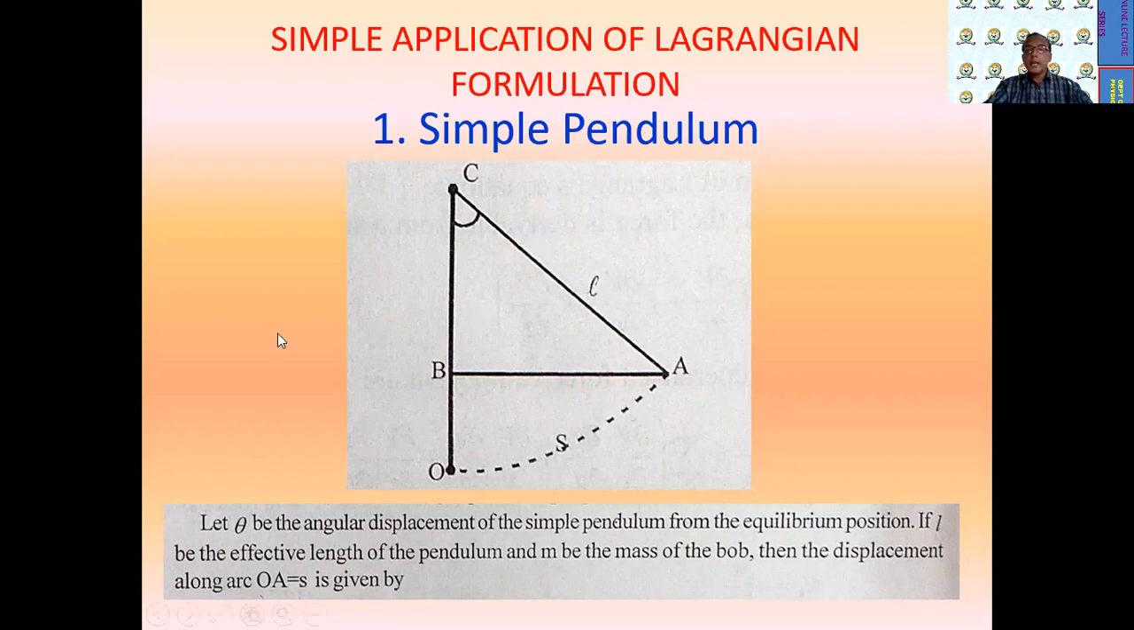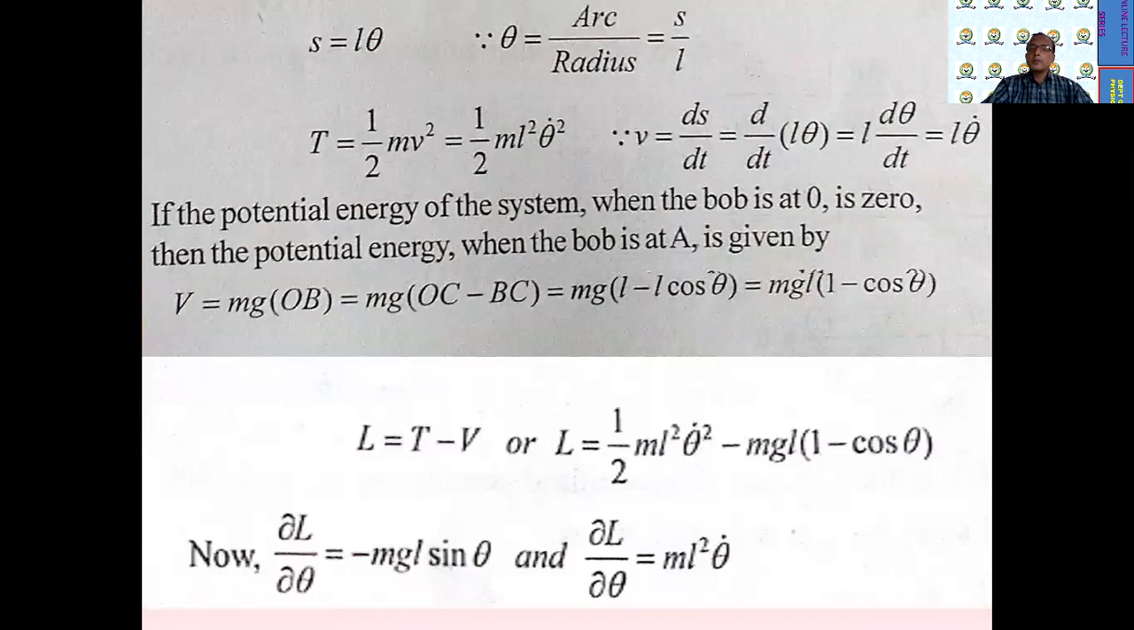So let us consider that θ is the angular displacement of the simple pendulum from the equilibrium position. L is the effective length of the pendulum, of course. M is the mass of the bob which is attached to the other end of the pendulum. Then, when the bob is displaced from O to A, as you can see my cursor going from O to A, that is S, and therefore OA is equal to S, and therefore S is equal to Lθ, as θ is equal to arc upon radius.